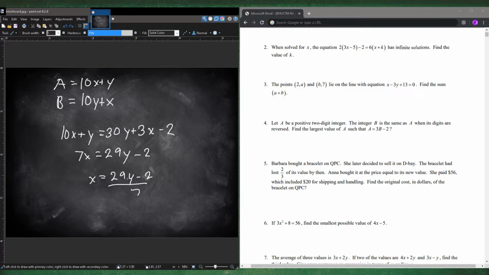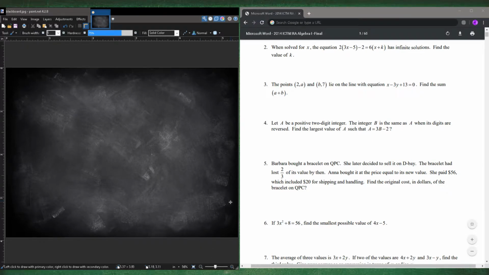So what we have to do is 29 minus 2 divided by 7. Okay, that's not an integer, so that doesn't work. Let's say y is equal to 2. So 29 times 2 minus 2 divided by 7 is 8. Okay, so x is equal to 8 and y is equal to 2. That means our number for a is equal to 82. Okay, and that's your answer for a.